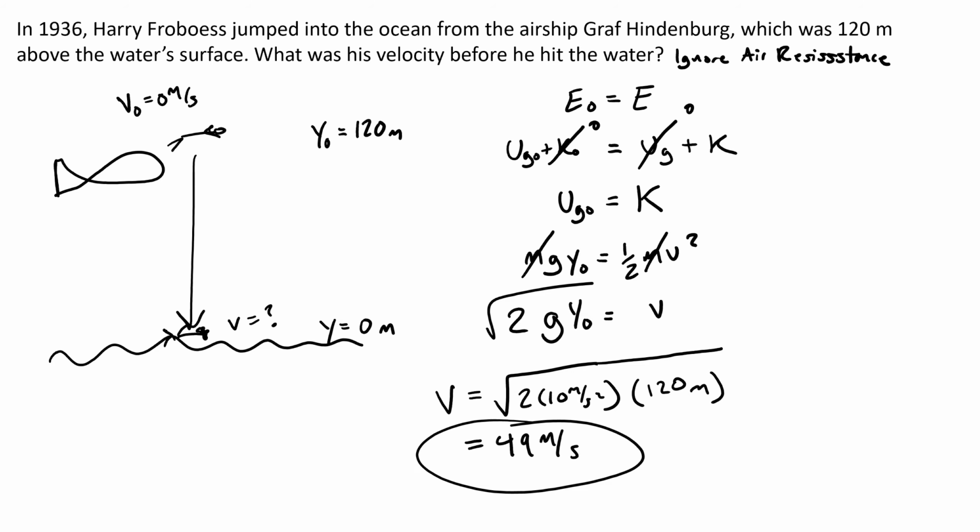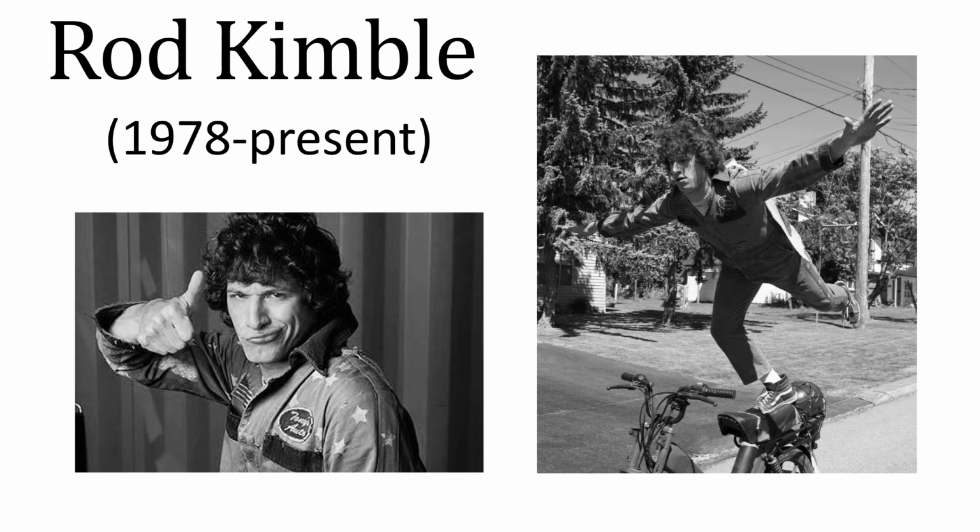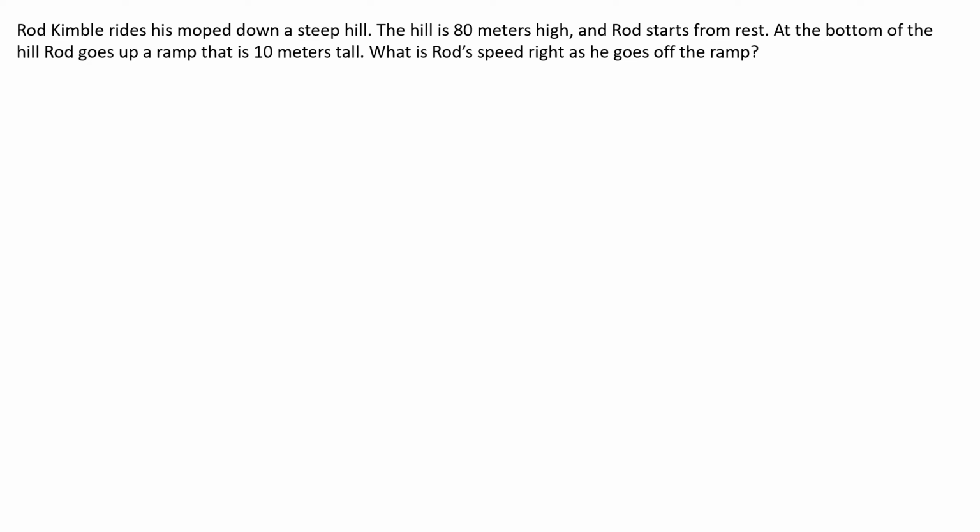Stuntmen are great, and eventually in history, we get to the greatest stuntman of all, Rod Kimball. Rod Kimball rides his moped down a steep hill. The hill is 80 meters high, and Rod starts from rest. At the bottom of the hill, Rod goes up a ramp that is 10 meters tall. What is Rod's speed right as he goes off the ramp?